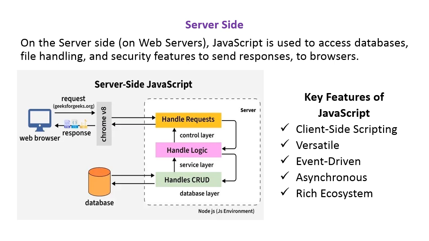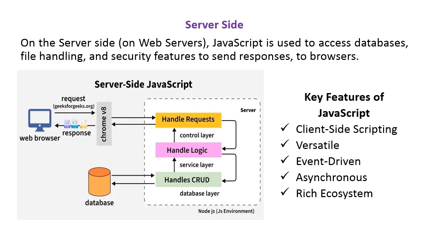The database layer accesses the data from the database and gives it to the handle logic, which means the service layer, and that is given to the request handling. Finally it is transferred to the web browser as a response to the particular request.